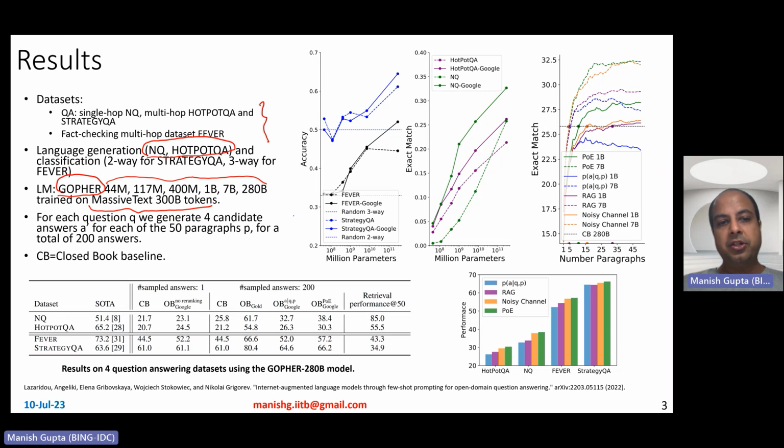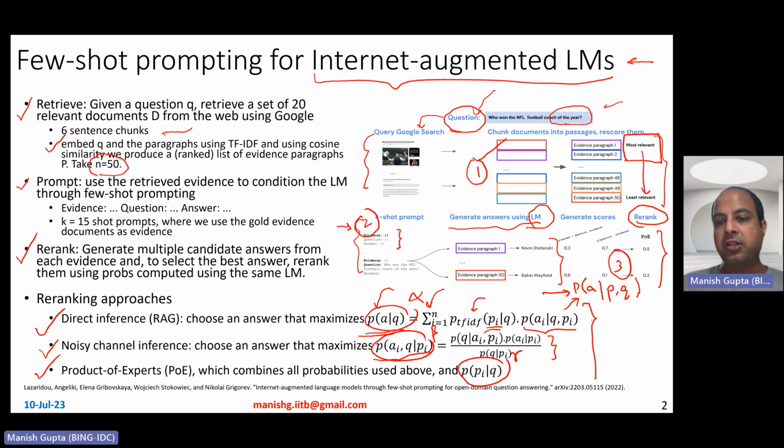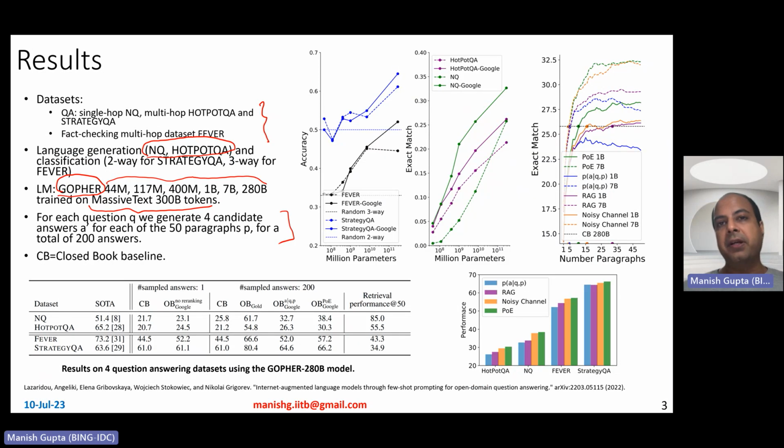Now, for each question Q, they generate 4 candidate answers A dash for each of the 50 paragraphs, leading to 200 answers. Those 200 answers are then re-ranked using the different philosophies that we talked about, any of those 4. Of course, they also compare with the closed book baseline, where there is no evidence from Google coming in. It's just the Gopher language models taking the question and coming up with the answer straight off.